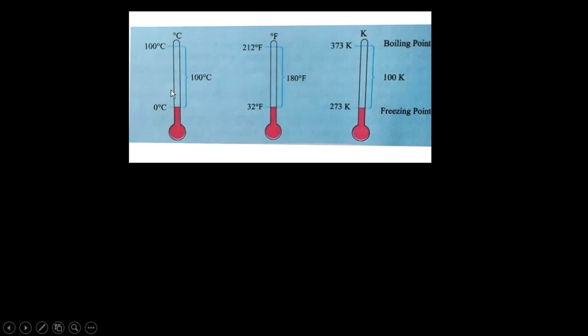Freezing point of water and boiling point of water. Celsius is 0 and 100. Fahrenheit is 32 and 212. Kelvin is 273 and 373. The Celsius interval is 100, the Fahrenheit interval is 180.